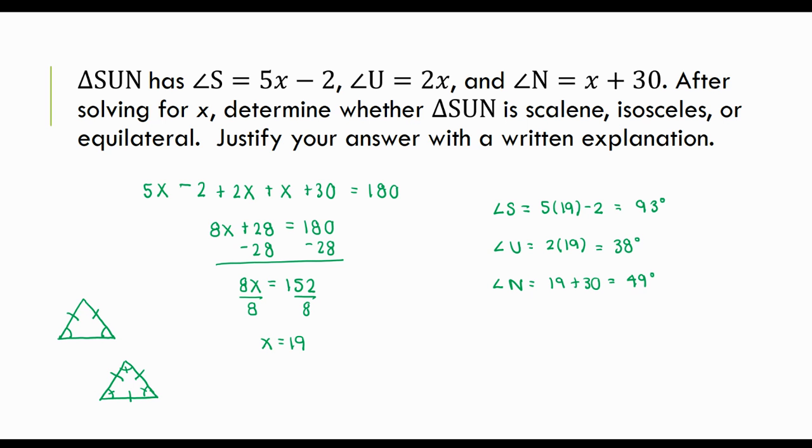So that means that because every single angle is a different size, every single side is going to be a different length, because that's how the sides and the angles relate. However many congruent angles you have, that's how many congruent sides you're going to have as well. With no congruent angles, that means that I have no congruent sides. So this is a scalene triangle.